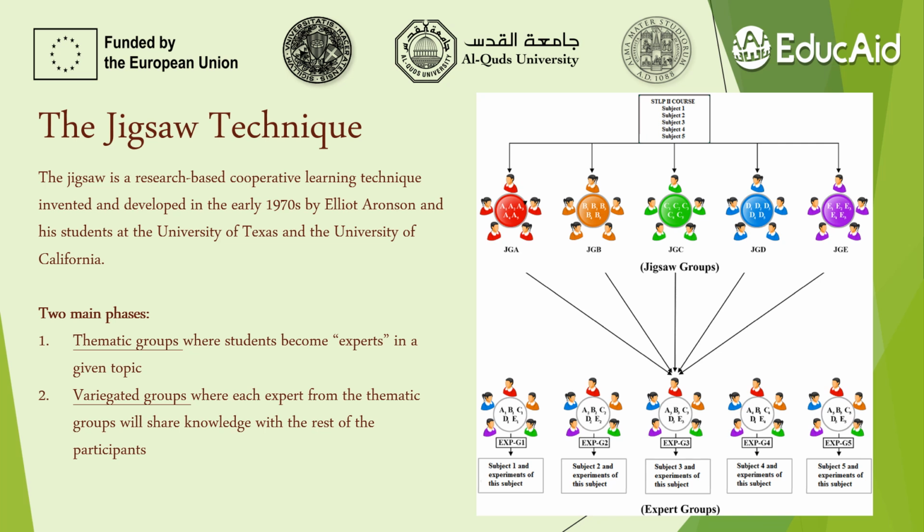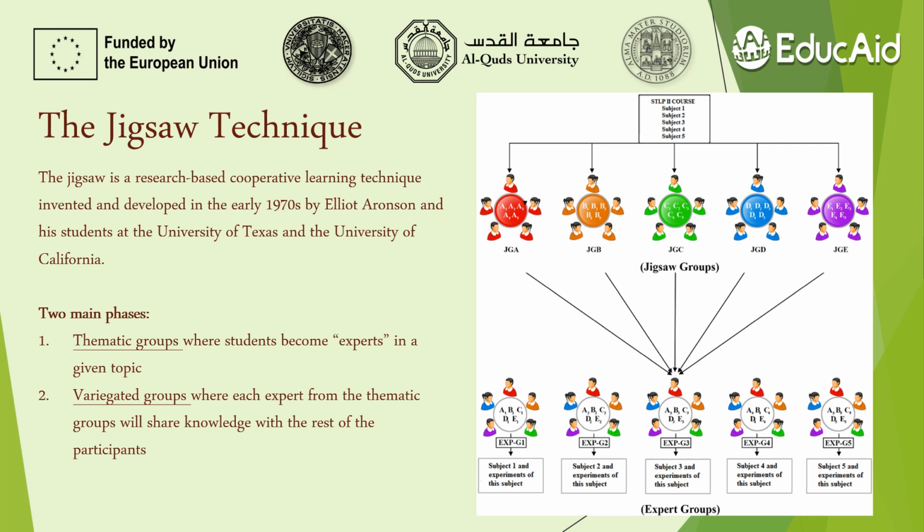Let's dive into the different cooperative learning structures and techniques. One of the most famous techniques is the jigsaw. The jigsaw was introduced by Elliot Aronson in the 70s. And it is a very interesting way of working and structuring the activity in groups because it stands on two different phases.